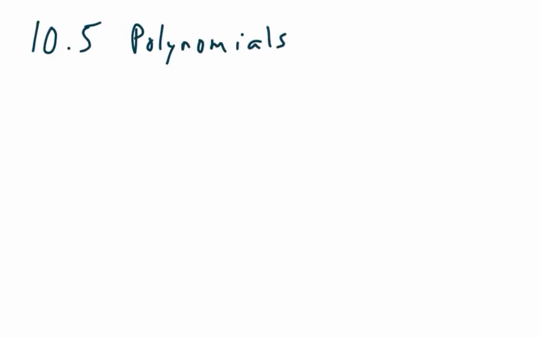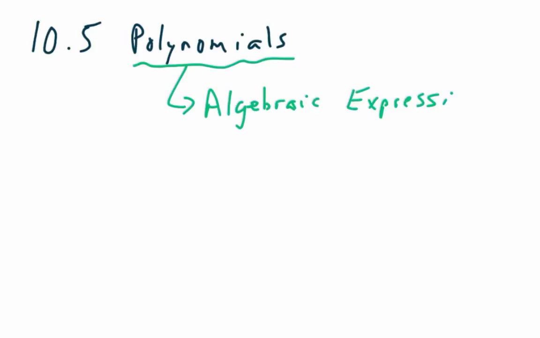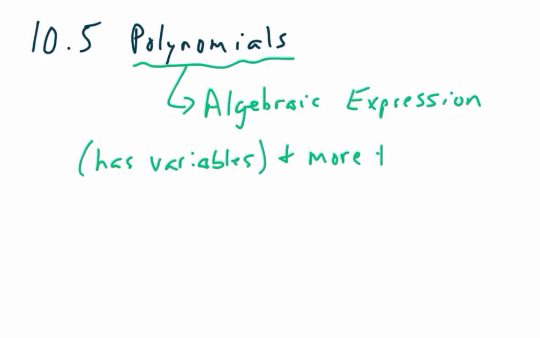This is another nonlinear function. It's another function that's not going to give you a straight line. If you wanted to talk about what really is a polynomial, I'll say it's an algebraic expression. So what do we mean by that? Because that's maybe as clear as mud. Algebraic expression means simply it has variables, typically an x and a y, and more than one term.